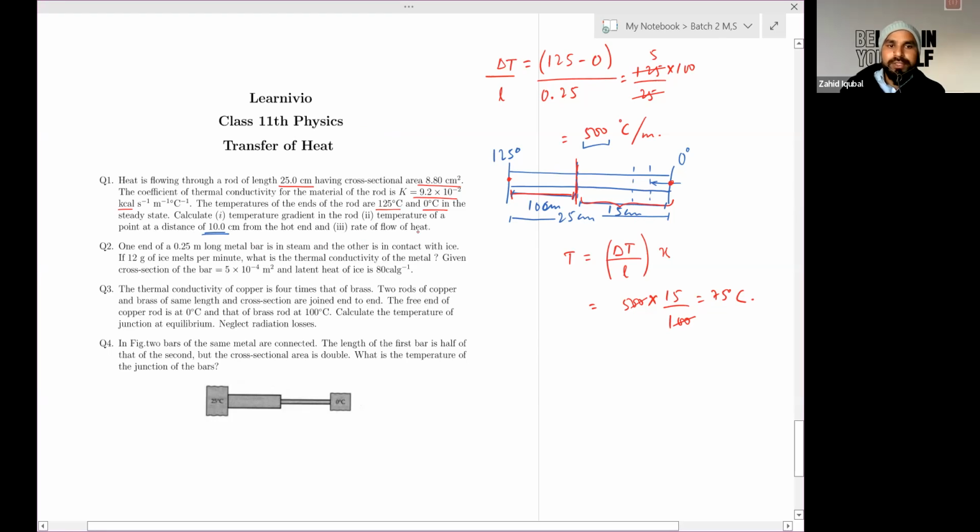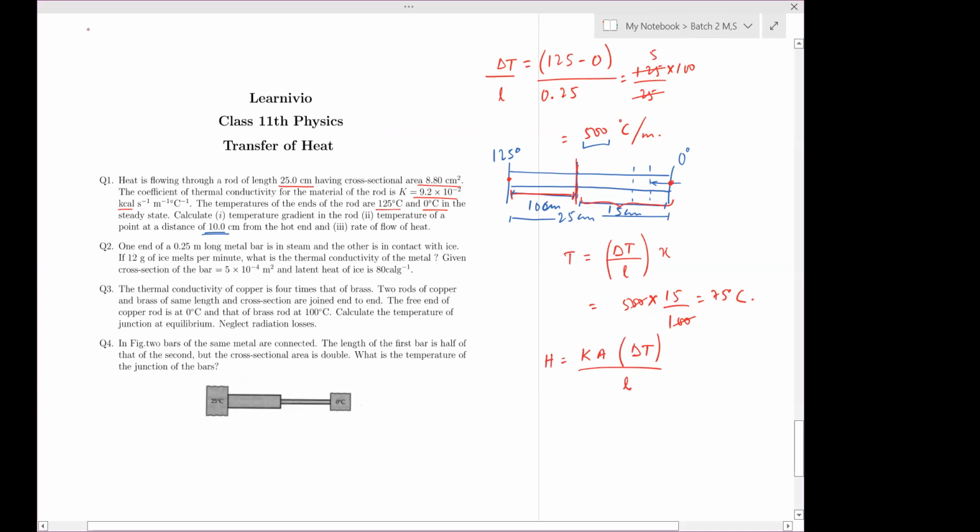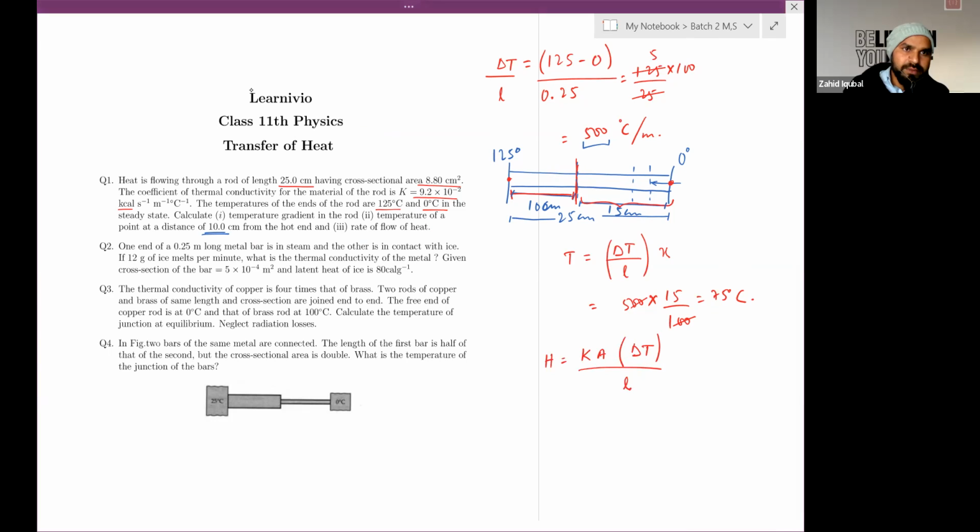The third part is the rate of flow of heat. So H is equal to K A times change in temperature divided by length. We have the thermal conductivity, we have the area of cross section, and we have calculated delta T by L. Put these values in and simplify it. You'll get your answer. Is it clear? Yes, sir. Okay. Let me explain the second part.